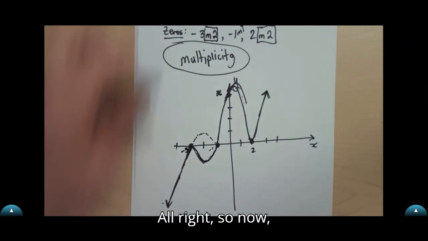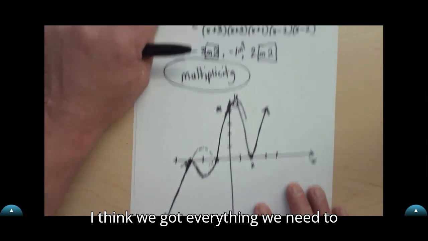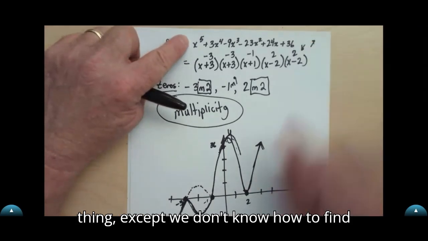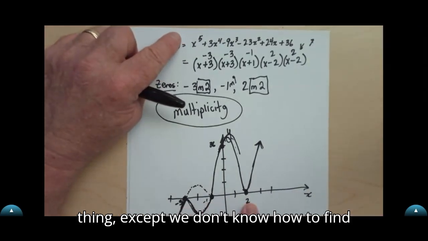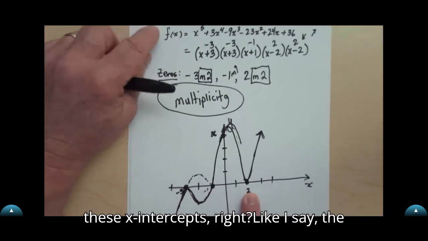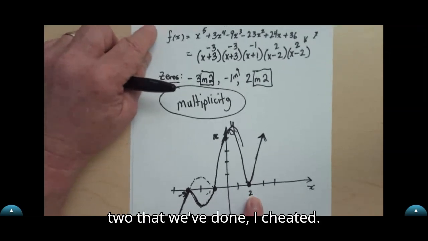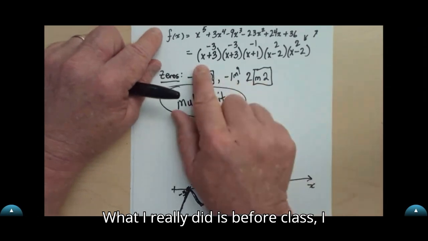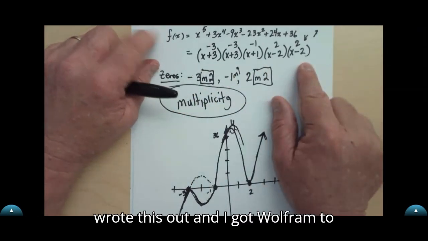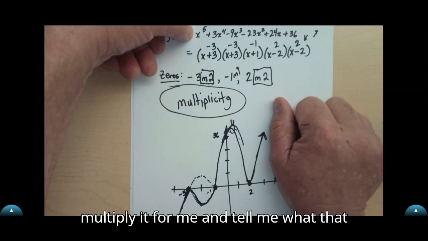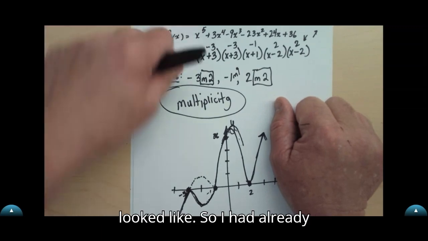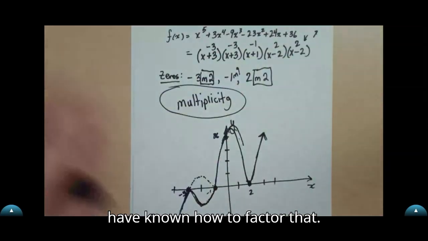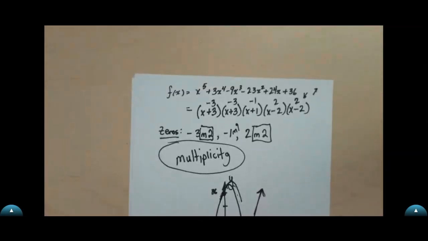All right, so now, I think we got everything we need to sketch a reasonable graph of this kind of thing, except we don't know how to find these x-intercepts, right? Like I say, the 2 that we've done, I cheated. I factored. What I really did is before class, I wrote this out and I got Wolfram to multiply it for me and tell me what that looked like. So I had already seen this factored. Otherwise, I would not have known how to factor that.